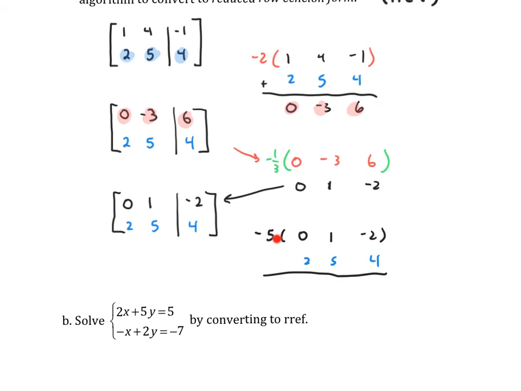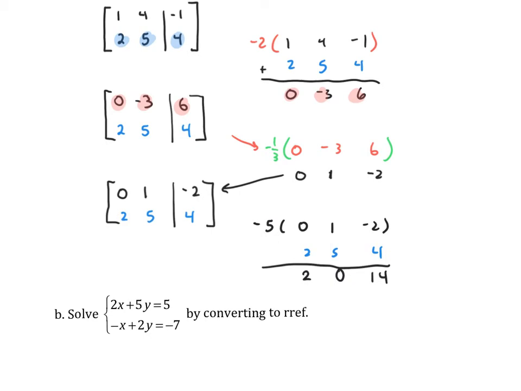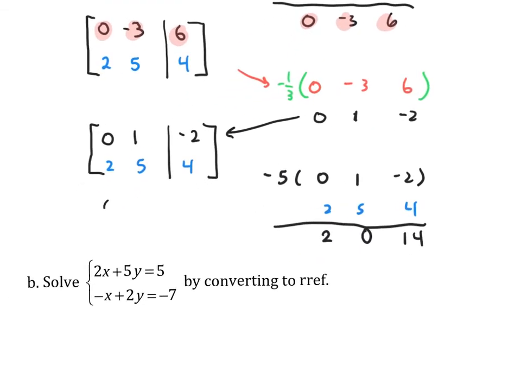The top by -5, that gives me 0 here. So 0 plus 2 is still 2, no change there. Now, -5 times 1 is a -5, and then add that here to get a 0. Perfect, because the y values are now 0. And now the -5 times the -2 is a 10, and when I combine those, I get a 14. So that's 14 right there. So the top is going to stay the same, 1, 0, 1, -2. And the bottom is now a 2, 0, 14.